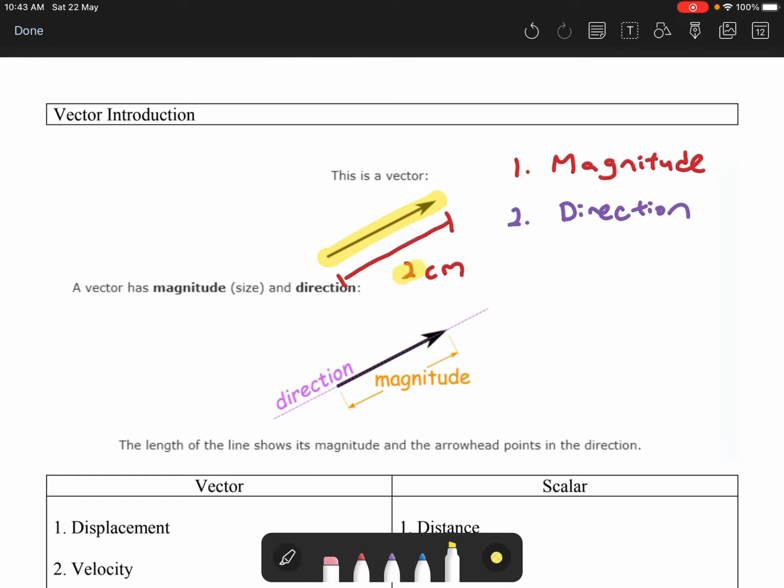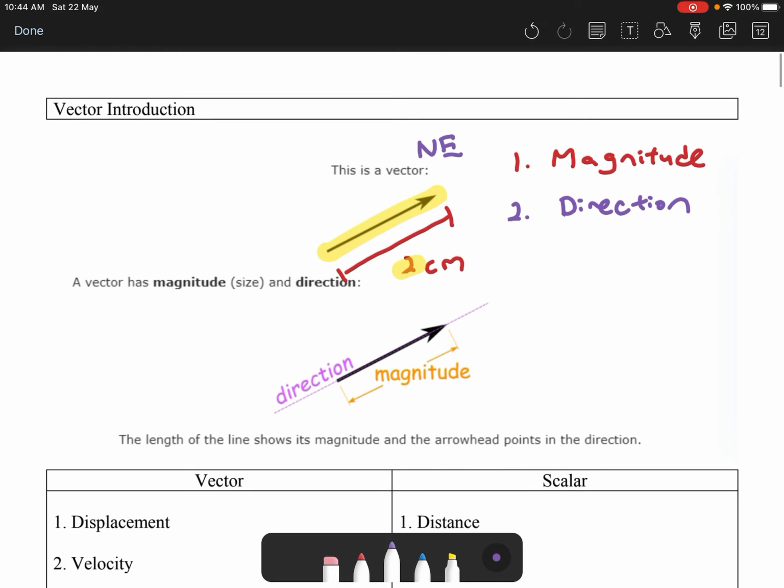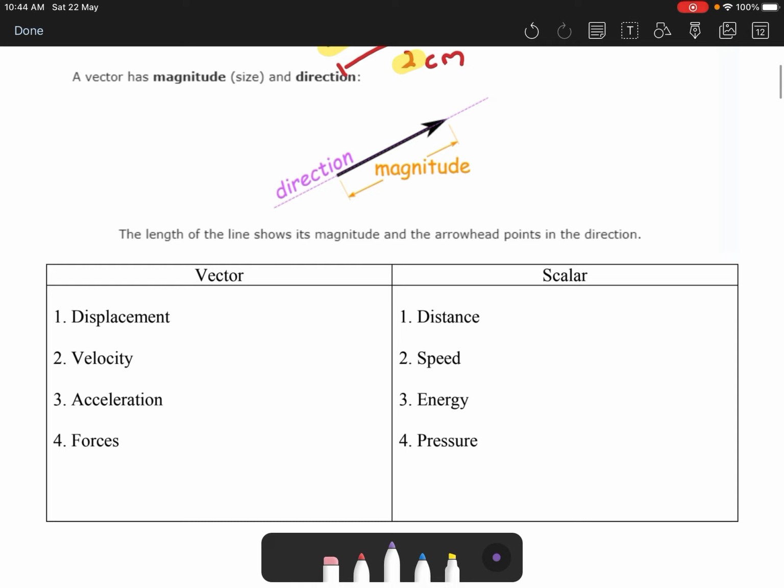Okay, so of course vector itself, what differentiates vector from other types of arrows is that it must have a direction. For this case, the direction itself is pointing towards the northeast, right? Okay, so it's northeast. Alright, so this is the vector introduction. And some example of some vector quantity is your displacement, velocity, acceleration, and even forces.